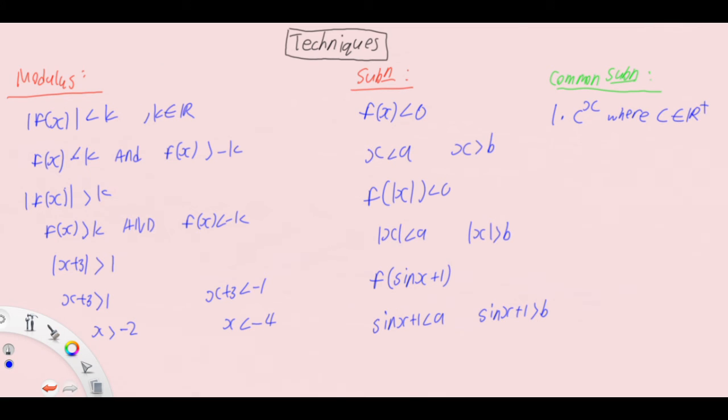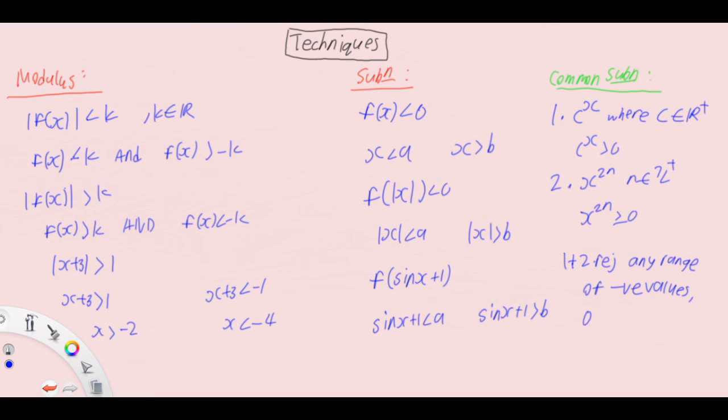Common substitutions are c to the power x, where c is a positive real number, you know that c to the x is greater than 0. If you substitute with x to the power 2n, like x squared or x to the power 4, and n is a positive integer, x to the power 2n must be greater than 0. This is important because you then need to reject the relevant ranges, basically the negative values for both the first and second substitution, and 0 for the first.